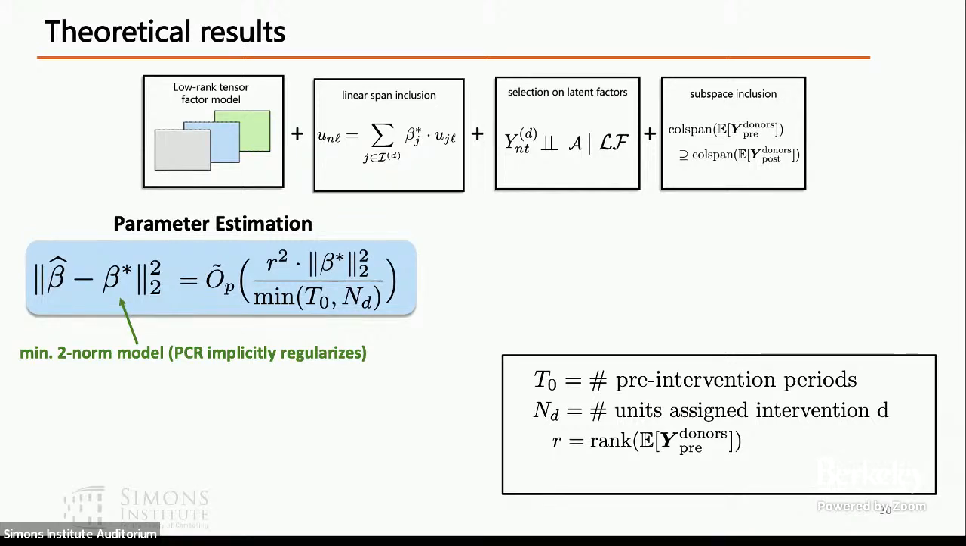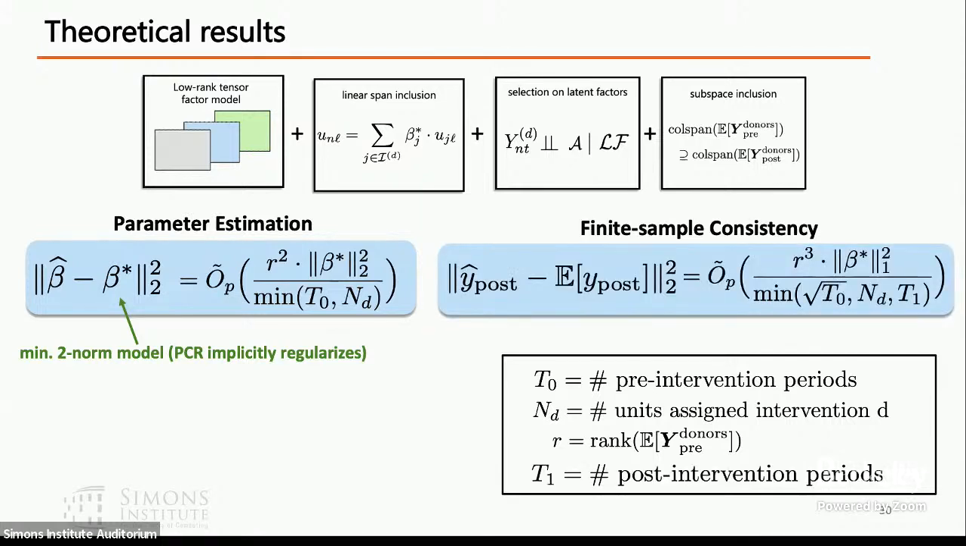Here R refers to the rank of the expected pre-intervention matrix, P naught is the number of pre-intervention periods, and N_D is the number of units that got assigned in dimension D. The second you can show is finite sample consistency. That is, the counterfactual trajectory that's predicted by synthetic interventions consistently estimates the expected counterfactual trajectory for a given unit and intervention. And here T1 is the number of post-intervention periods.